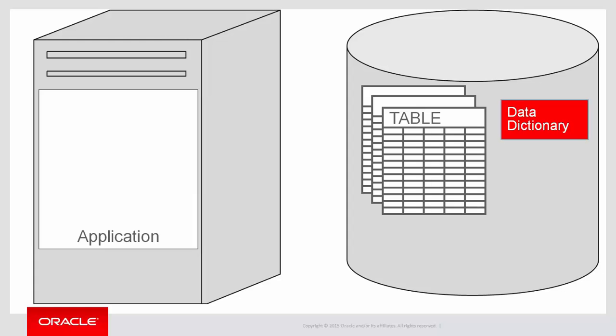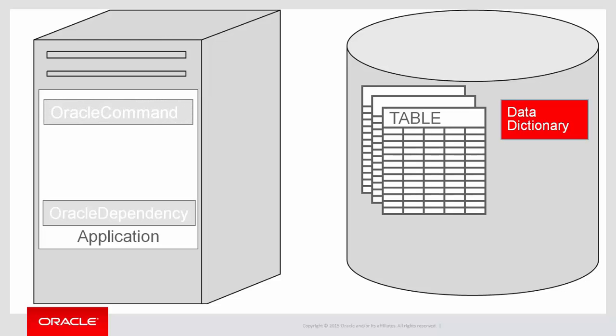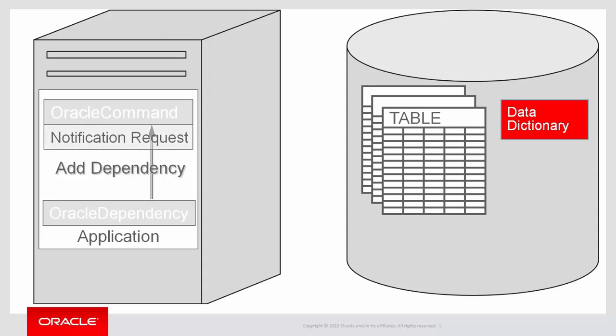So on the left side, you have your application. On the right side, you have your database. What we create is an Oracle dependency to get CQN started. And this Oracle dependency is added to an Oracle command, so that when a command is executed, you'll get a notification request, and that'll be added to the data dictionary. So upon the execution, the data dictionary is made aware that these results need to be kept track of.